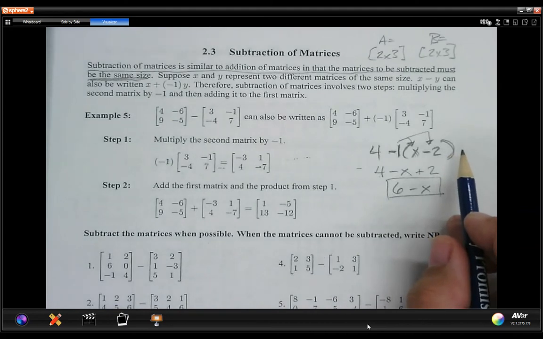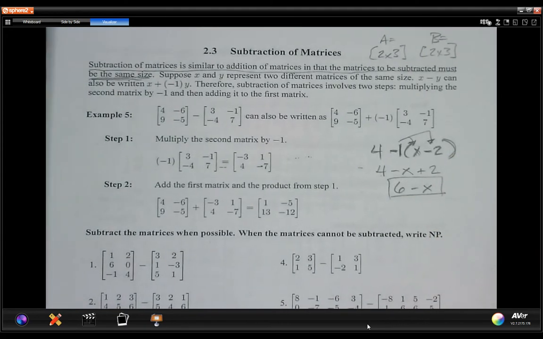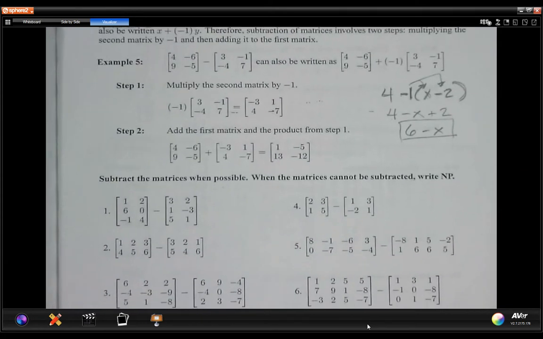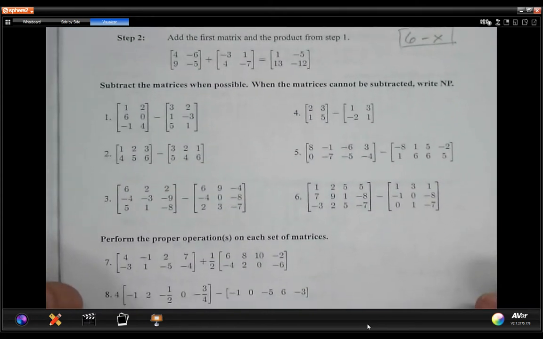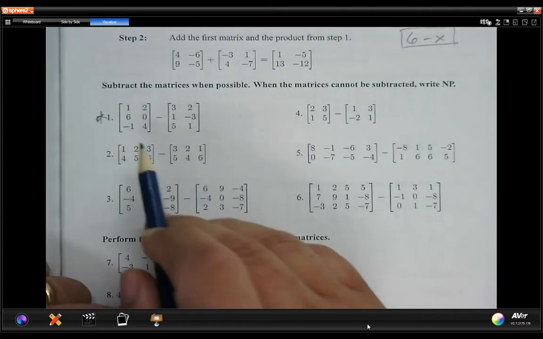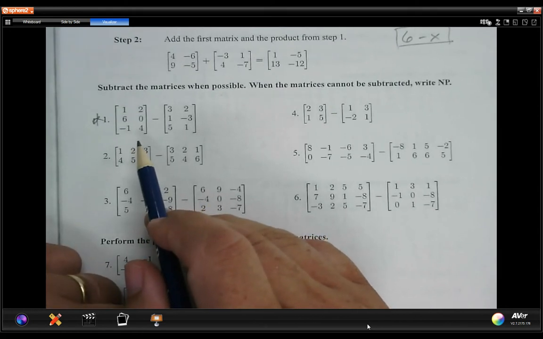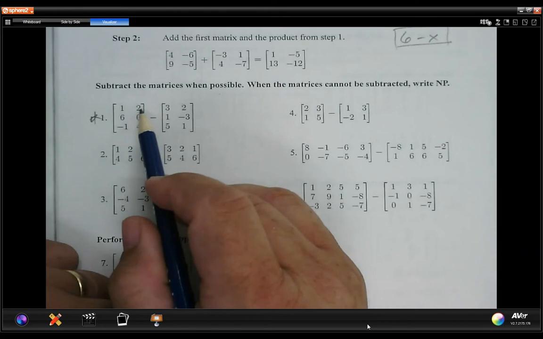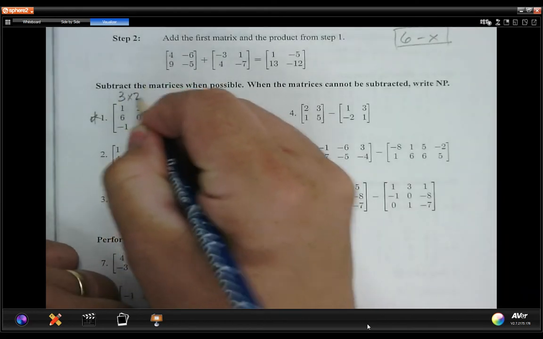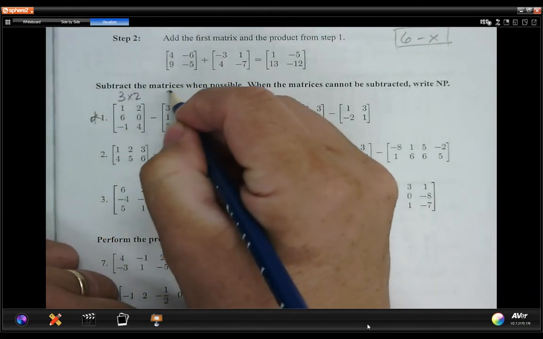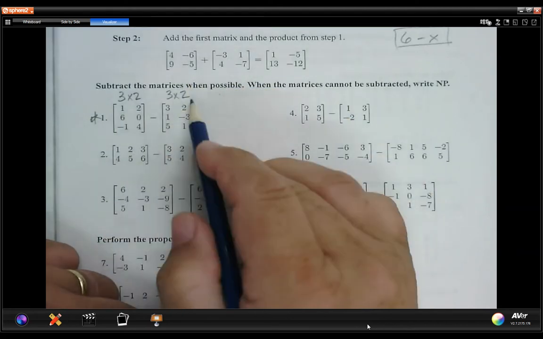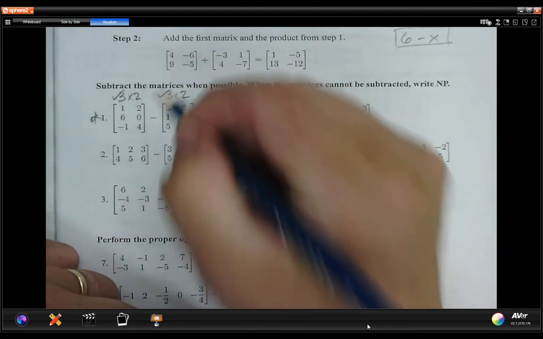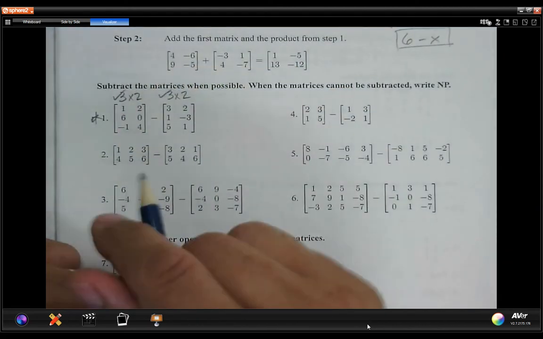So let's look at a live example, and I think this will make more sense as to what we're talking about. So let's look at number 1 here. And again, first thing, I'm going to look at the size of these two matrices. So I've got 1, 2, 3 rows times 2 columns. So this is a 3 by 2. And here I've got a 3 by 2 as well. So that's the first thing you need to do. Make sure that both of those matrices are the same size in order that they can be subtracted.